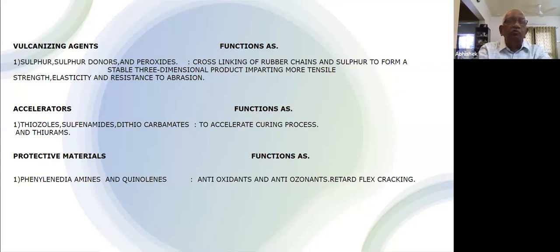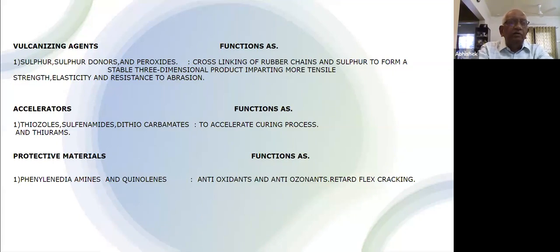Now, if you use only the vulcanizing agent, the vulcanizing speed will be very slow. So in practice, when you do any product manufacturing, you need to be cost conscious. In order to expedite this vulcanization process, accelerators are added in a certain amount, which I will be showing you in the next slide.